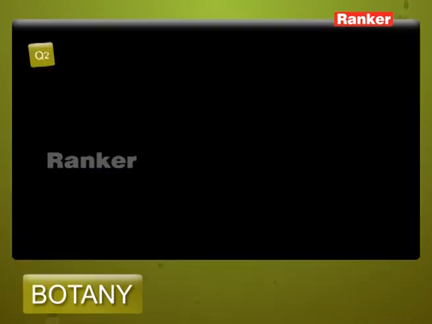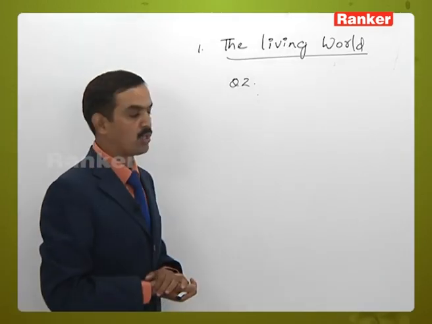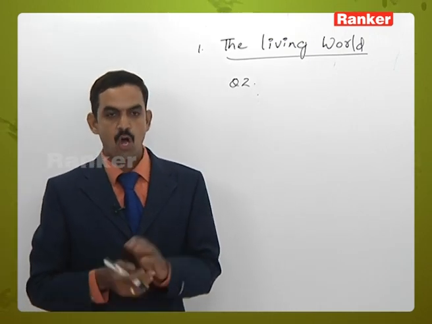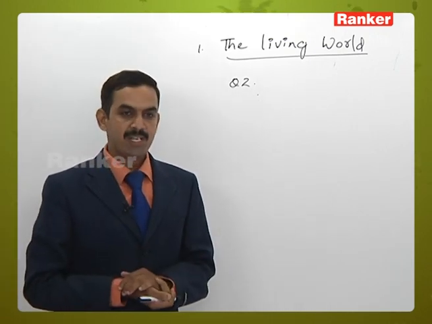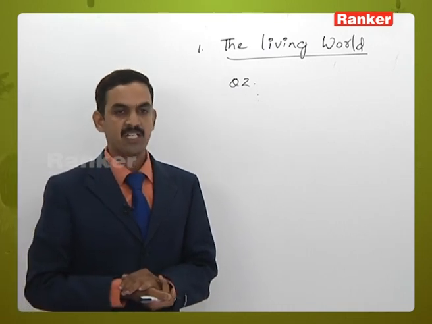Question number 2, quick referral system in the taxonomic studies. There are 4 options given. First option botanical garden, second option herbarium, third option monograph, and fourth option manual. In the given options, botanical garden, herbarium, monograph, and manuals are all taxonomic aids which help in identification and classification of the plants.